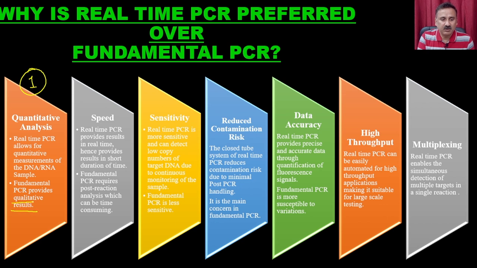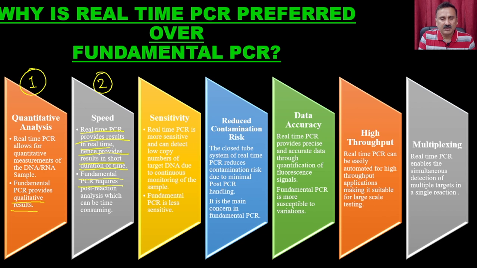This means it is actually going to tell you, okay, 10 microgram of DNA is being produced after the first cycle, the 10th cycle, the fourth cycle, like that. Number two is the speed. Real-time PCR provides the result in real time, hence provides results in a short duration of time.